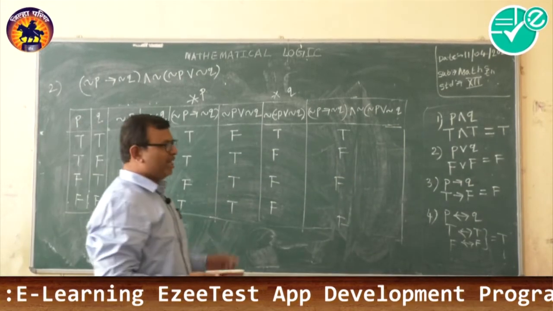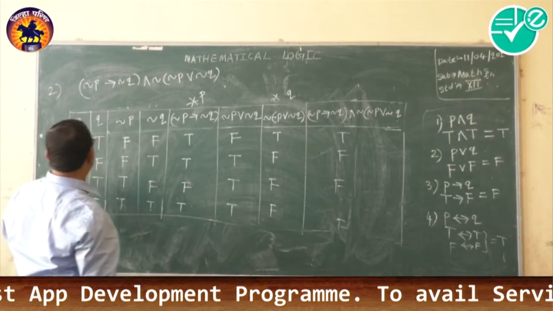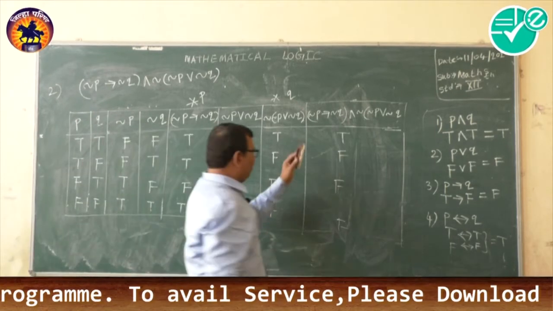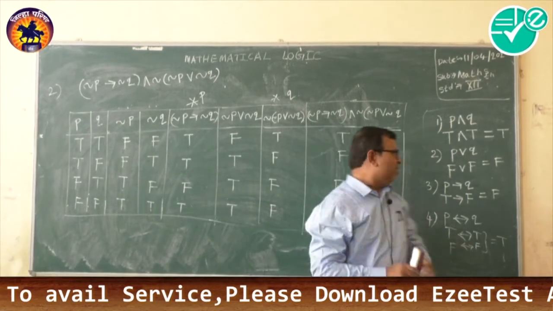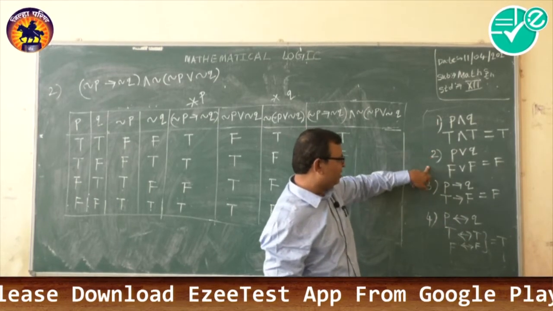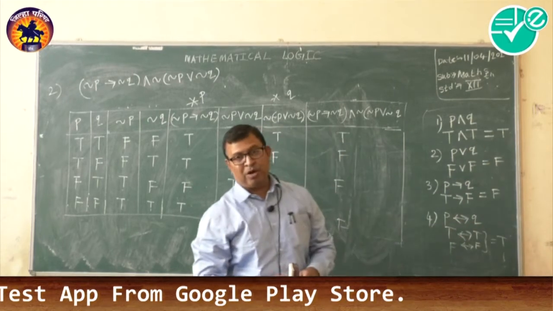Now we have to take two examples. We will take two more examples. Understood, all of you? From this, you can say that these four, conjunction, disjunction, implication, double implication, these four are very important.